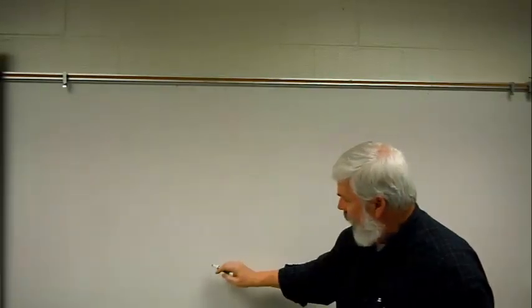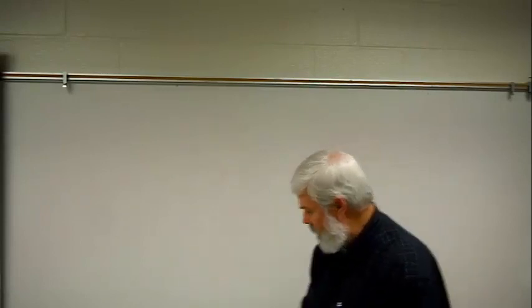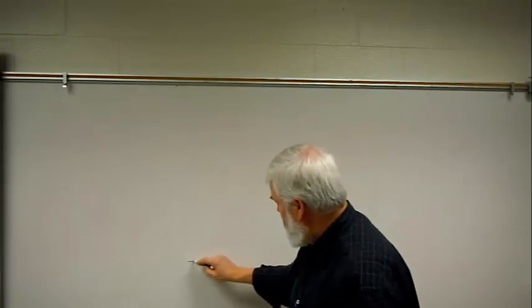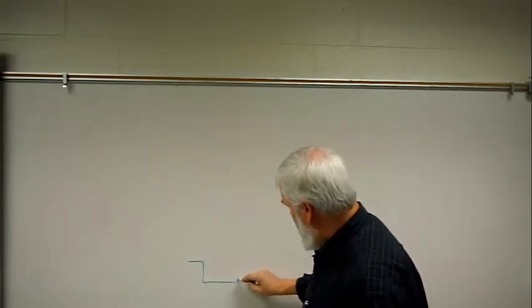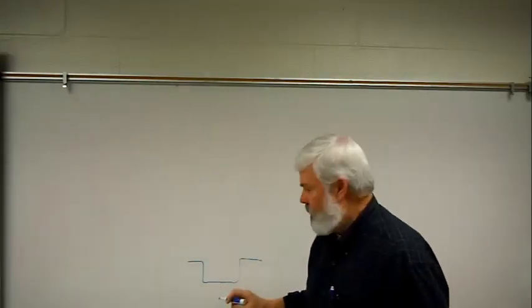When you're building a house, I'm going to have to change colors here. The first thing you do is you dig a hole in the ground. And it's usually 18 to 24 inches wide.